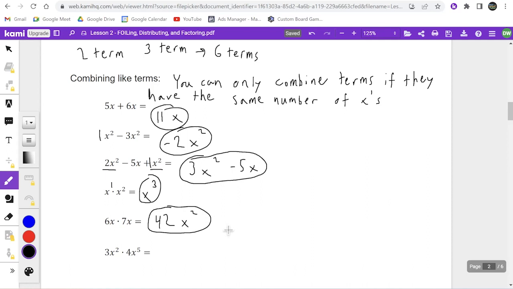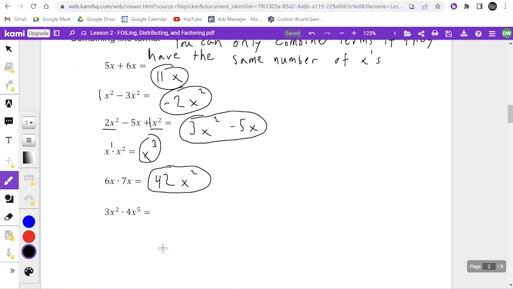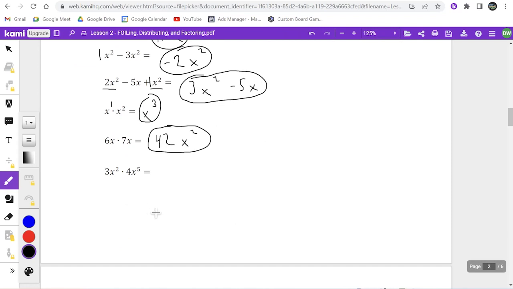Okay, good. And then the last one, why don't you try on your own? I'm going to give you 10 seconds. 3x squared times 4x to the fifth. For those of you watching the recording, pause the video, try it on your own.